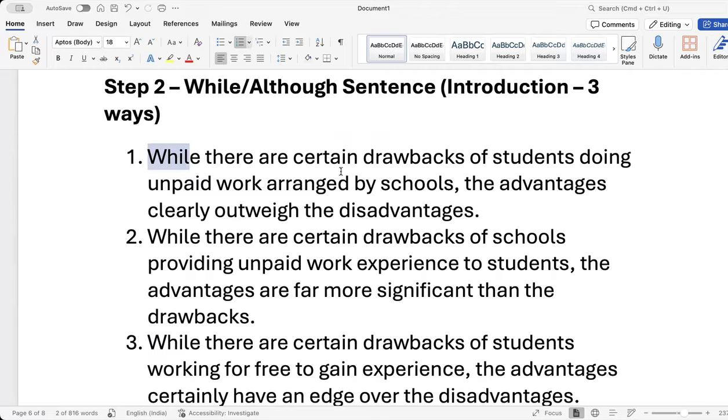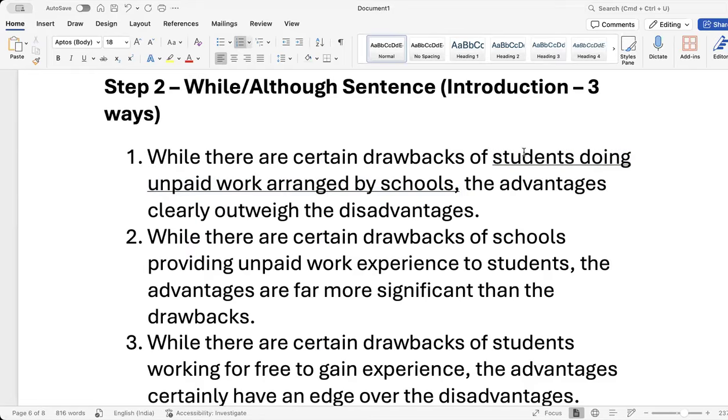So while there are certain drawbacks of students doing unpaid work arranged by schools. So what did I do here? First, I wrote while there are certain drawbacks of, the less side. Always start with the less side. While there are certain drawbacks of, then you write the topic. In this case, you paraphrase the topic a little bit. Students doing unpaid work arranged by schools.